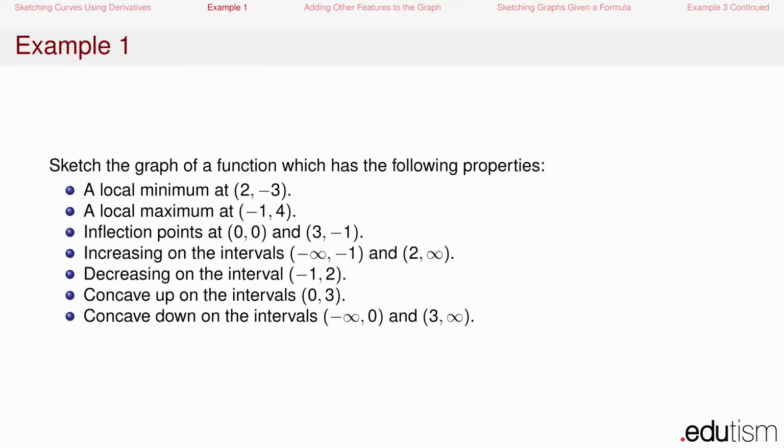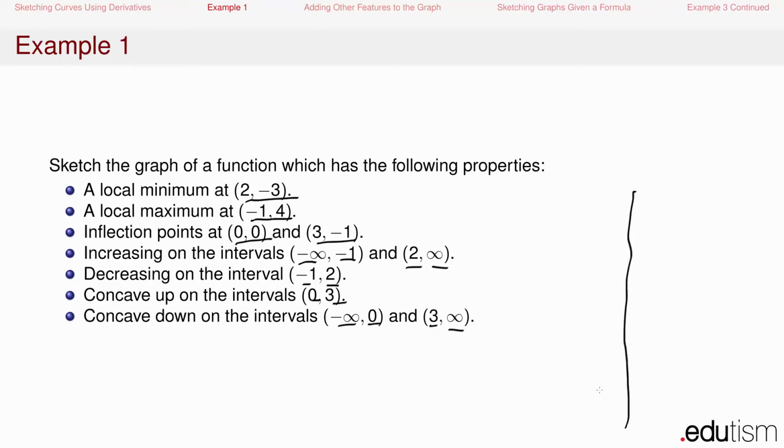So let's see this in action. In example 1, we want to sketch the graph of a function which has the following properties. It's got a local minimum at (2, -3), a local maximum at (-1, 4), inflection points at (0, 0) and (3, -1), increasing from -infinity to -1 and from 2 to infinity, decreasing from -1 to 2, concave up from 0 to 3, and concave down from -infinity to 0 and from 3 to infinity.